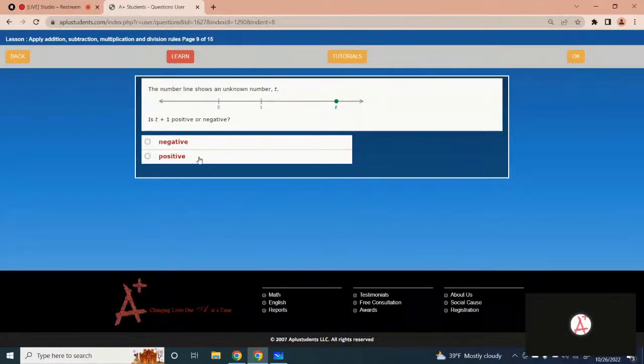It is positive. Got it? Because t is at the positive side, so it is positive.